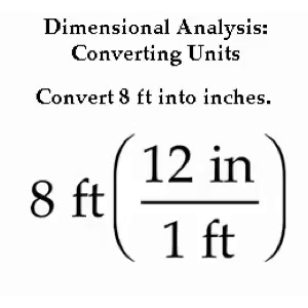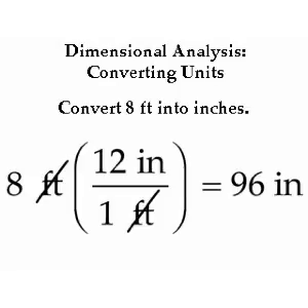So the first one we have to do is 8 feet, and we're going to set up the conversion of 12 inches is the same as 1 foot. And since we have 8 feet, we want the feet on the bottom so that they will cancel out. Feet over feet cancels each other out. So we're going to have 8 times 12, which is 96. The only units we have left are inches, so it's going to be 96 inches.